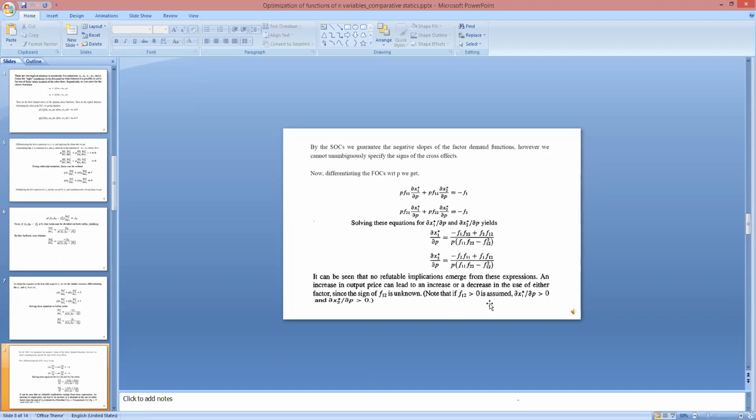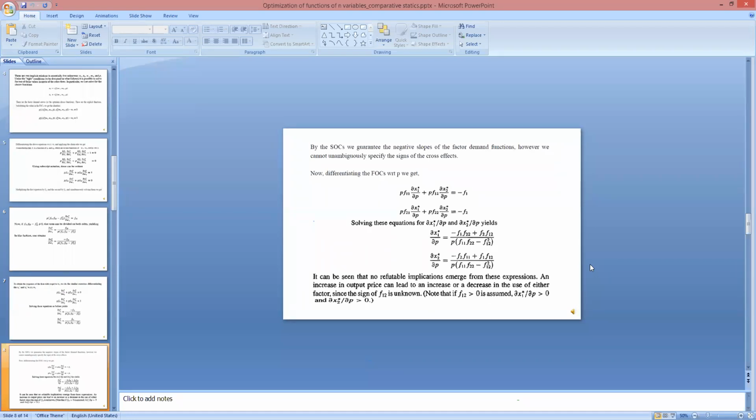So del x1 star by del p may be positive, del x2 star by del p may be positive. All possible things are there. So depending on your numerical exercise, you will get whether the sign is positive or negative. Generally, you can take note of the fact that if the commodity price increases, P is the price of the commodity.